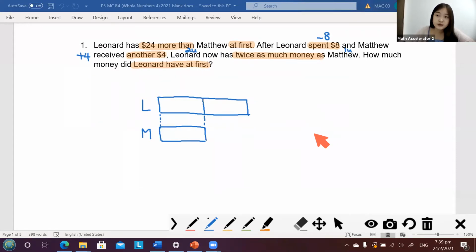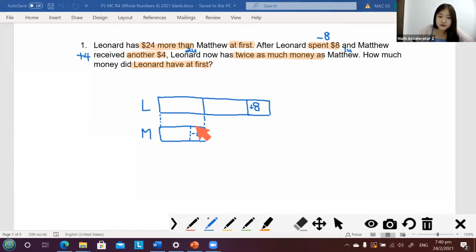But if you're working backwards, your signs will be opposite. If you minus 8, you would add back the 8. How about the receive 4? You plus 4. Working backwards is the opposite, so you should subtract 4 away. Take away the $4 that Matthew received, because at the start he has not received it yet. So minus 4. Here plus 8. Opposite.